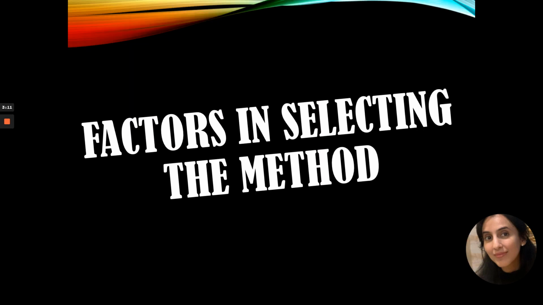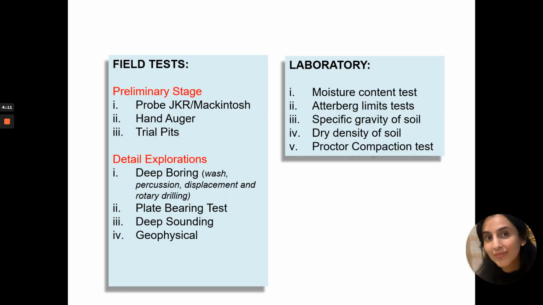Factors in selecting the methods: what are the methods available for soil investigation? There are so many types of soil investigation out there, but basically we categorize them into two. One is what we call the field test, and the other is what we call the laboratory test. Under field test we have the prelim stage and also the detailed explorations. You may hear different techniques out there, but we are just covering this for your knowledge.